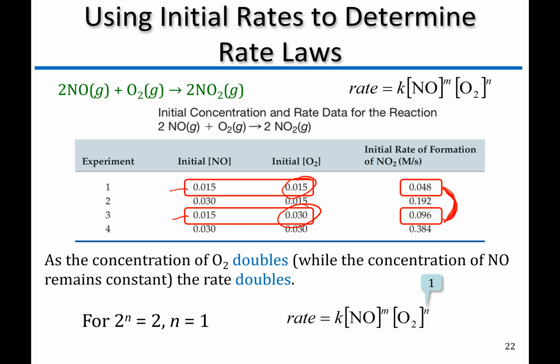Then we look at what happened to our reaction rate. Well, it also doubled, so it was equal to 2. As the concentration of O2 doubles while the concentration of NO remains constant, the reaction rate doubles. So I have to solve this for n. This is just what I just showed you: 2 raised to the n is equal to 2. What value of n makes this true? Of course, the value would be 1. So the reaction order with respect to O2 is just 1.